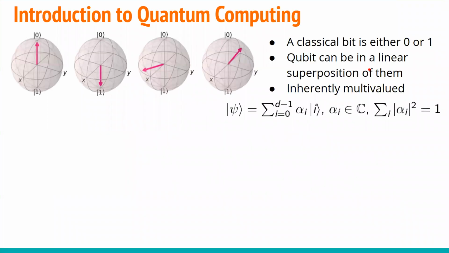A classical bit can be either 0 or 1, but a quantum bit has this property that it can be in a linear superposition of them. So this is called a Bloch sphere. This is the mathematical representation of a quantum bit or a qubit. And this up arrow is 0, down arrow is 1. This is classical, but in quantum, any point on this Bloch sphere is a valid qubit.